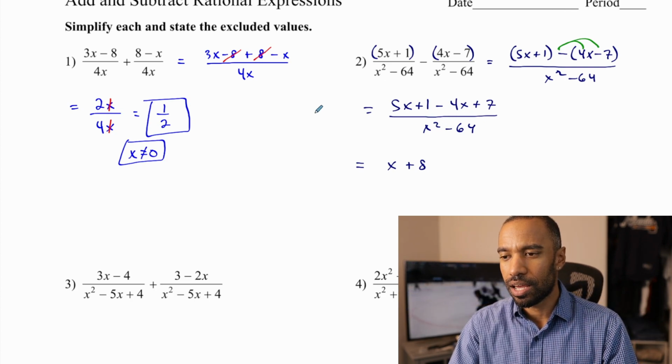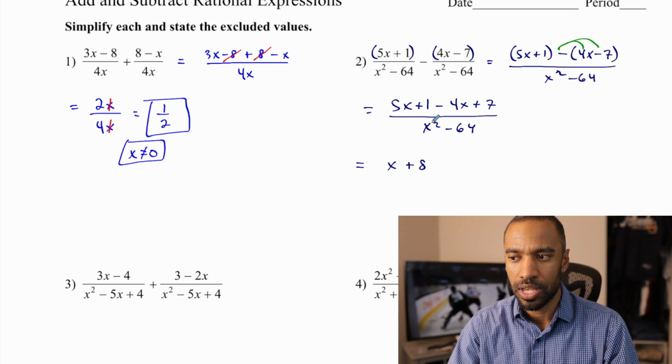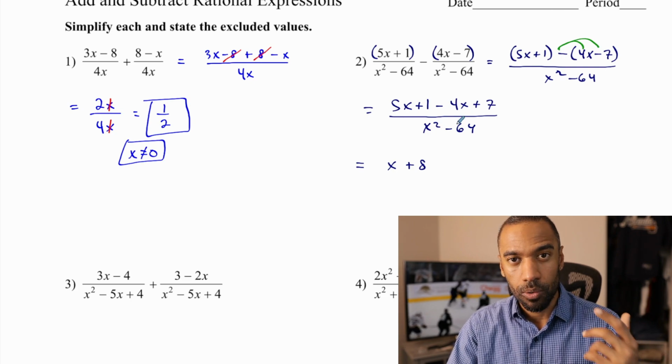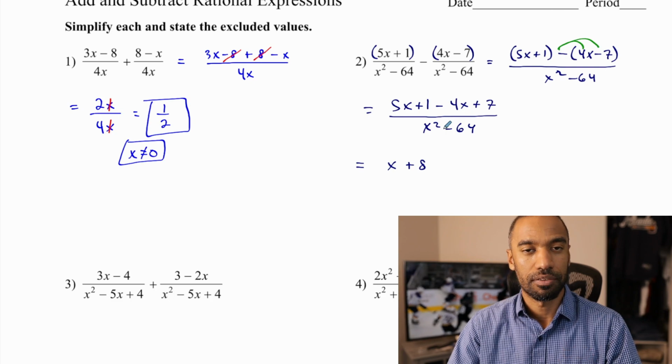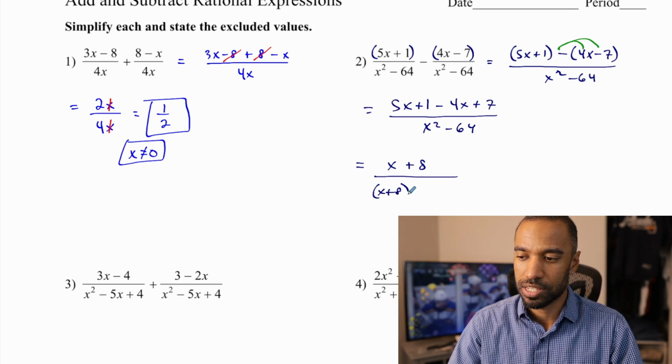Have you noticed that unlike this last one here, there's nothing I can do with the 4x, but this is 2 terms, and get used to this, x squared minus 64 is not only a quadratic, but it's a factorable quadratic. This is a difference of 2 squares. X squared minus 64 factors into x plus 8 times x minus 8.